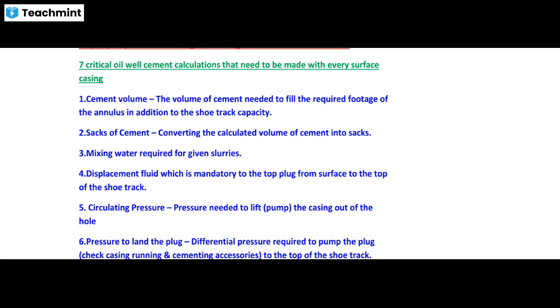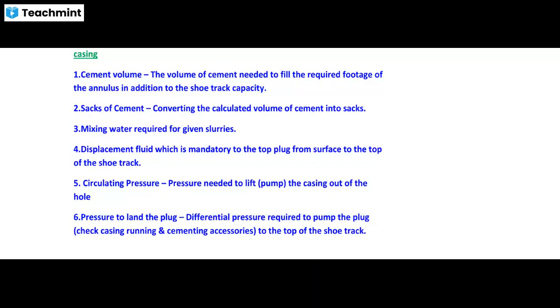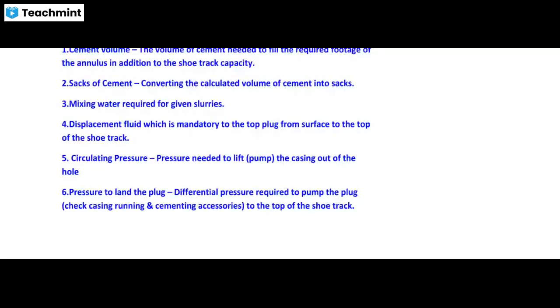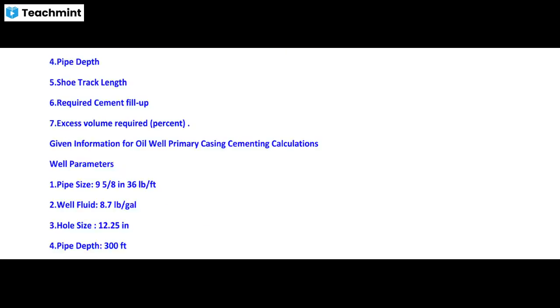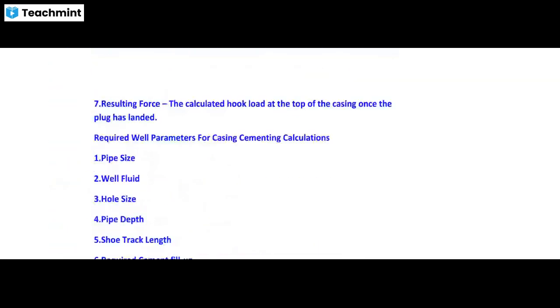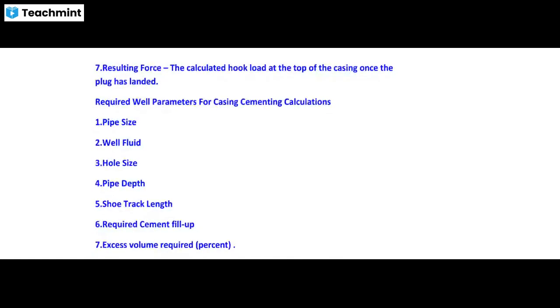Then number 4, displacement fluid, which is required to push the top plug from the surface to the bottom of the shoe track. Then circulating pressure and pressure needed to lift the casing out of the hole. Then number 6, pressure to land the plug, that is the differential pressure to pump the plug to the top of the shoe track. And this is your seventh one, the resultant force which has to be calculated at the hook at the top of the casing once the plug has landed.